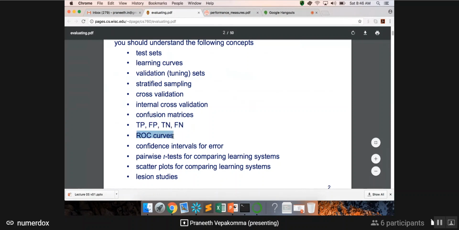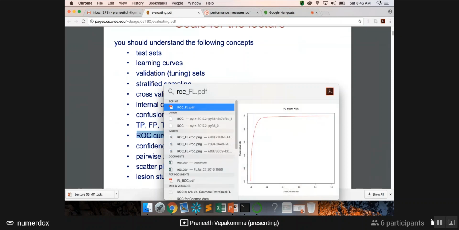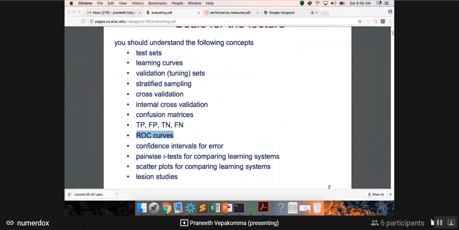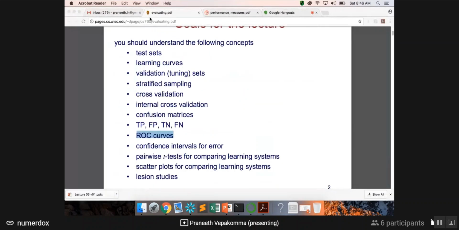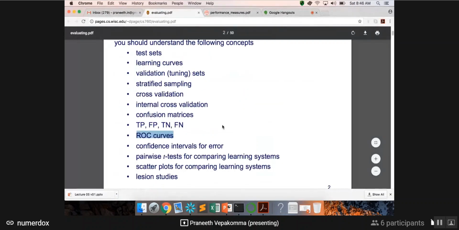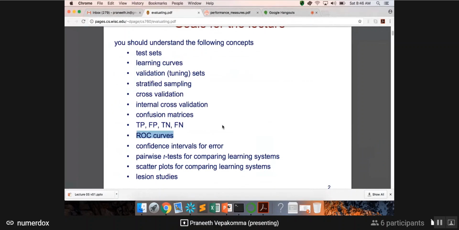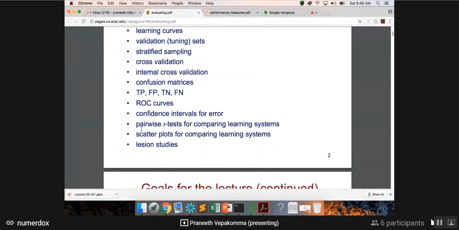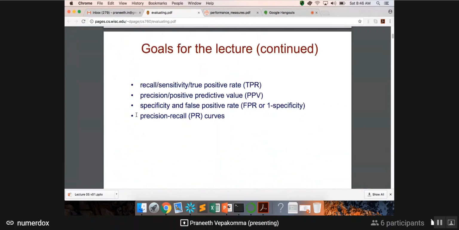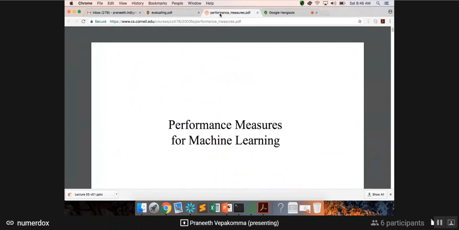Then ROC curves are very important as well. If I said ROC on my laptop, it will keep showing some curve or the other because this is a very popular part of the timeline of anyone who does machine learning. I'm sure they will keep generating a lot of ROC curves in their workflow. Okay, so I'll keep continuing.